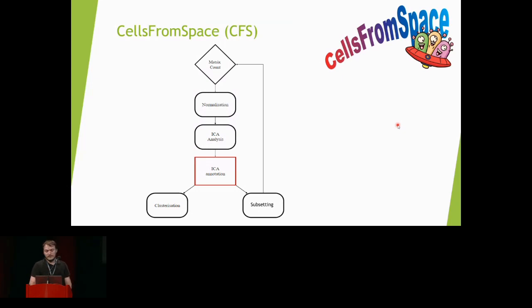That's why we've developed CFS, a tool for reference-free deconvolution. It's an R package that bases itself on the Seurat type of object. The way the pipeline works is very similar to regular single-cell analysis. From your count matrix, you first have a normalization step, and then you go through an independent component analysis step, or ICA step. I'm going to explain what this ICA is and what the difference is from the classical technique called principal component analysis that's normally used in single cell.